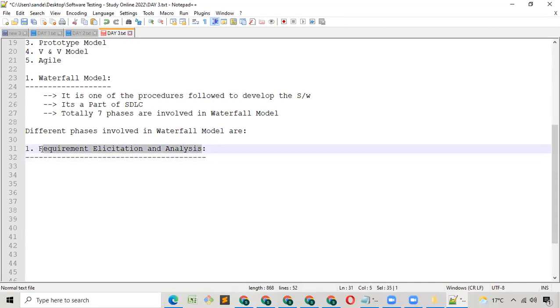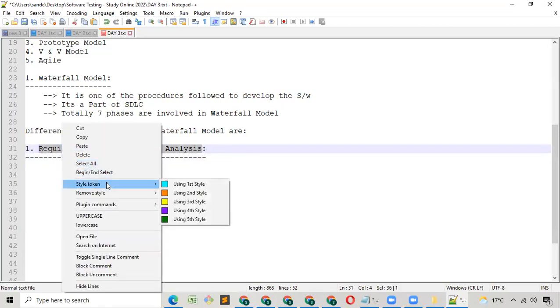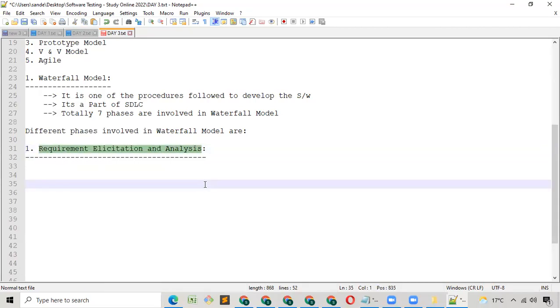It's pretty simple, guys. What is the English meaning of requirement? Anybody? Very good. Necessity, needs. Correct, right? That's the meaning of requirement. Sir, what is elicitation, sir? Elicitation means very simple: gather or collect. Analysis means they have to study that. That's it. Sir, what will happen in case of requirement elicitation and analysis, sir?